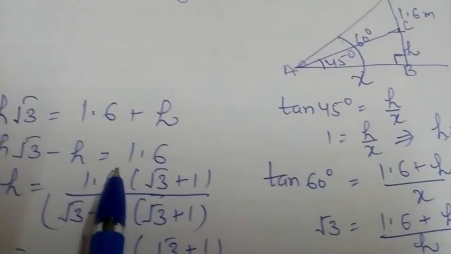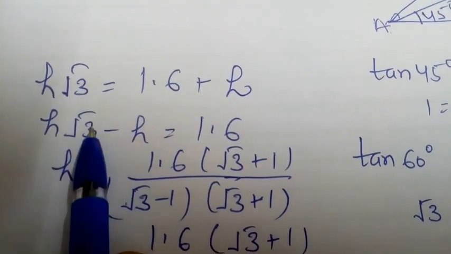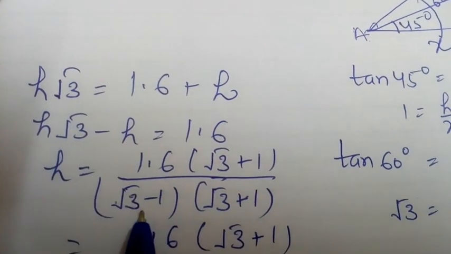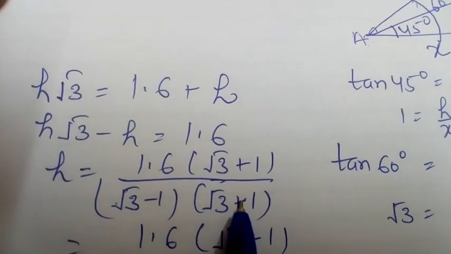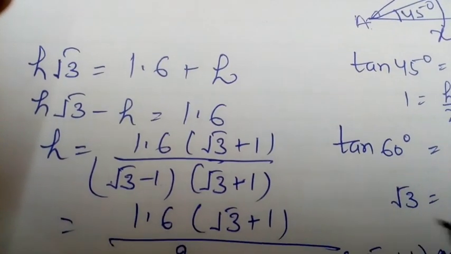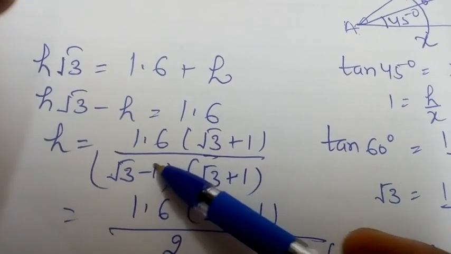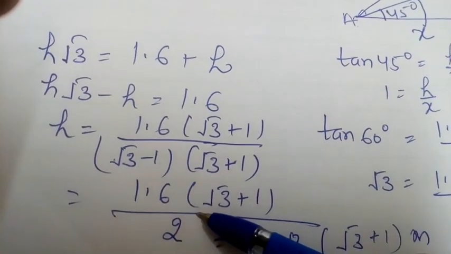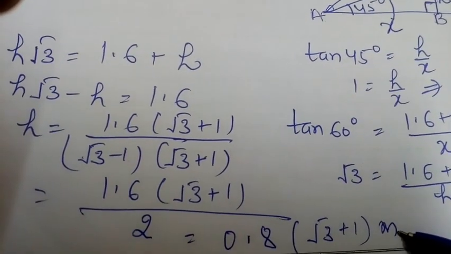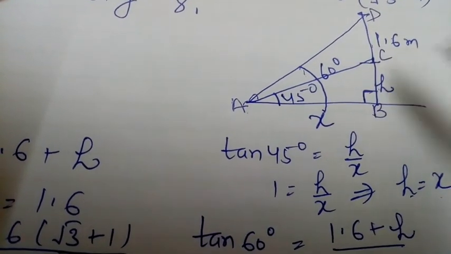By cross multiplying, h root 3 equals 1.6 plus h. By solving this, h equals 1.6 upon (root 3 minus 1). Rationalize the denominator by multiplying by its conjugate, root 3 plus 1. Here, (a plus b)(a minus b) gives root 3 squared minus 1 squared, which equals 2. Cancelling by 2, h equals 0.8 times (root 3 plus 1) meters. This is the height of the pedestal.